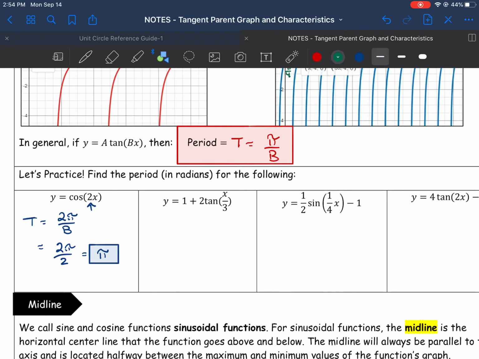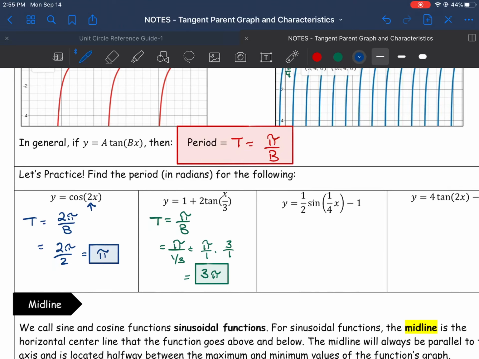Okay. Next up, we have y equals 1 plus 2 tangent of x thirds, and since this is a tangent function, we know that the period is going to be equal to pi divided by b. Remember that b is the coefficient of x, and the coefficient of x here is 1/3. So this would be pi divided by 1/3, which is the same as pi over 1 times 3 over 1. Keep, change, flip. That's just 3 pi. So this function would have a period of 3 pi.